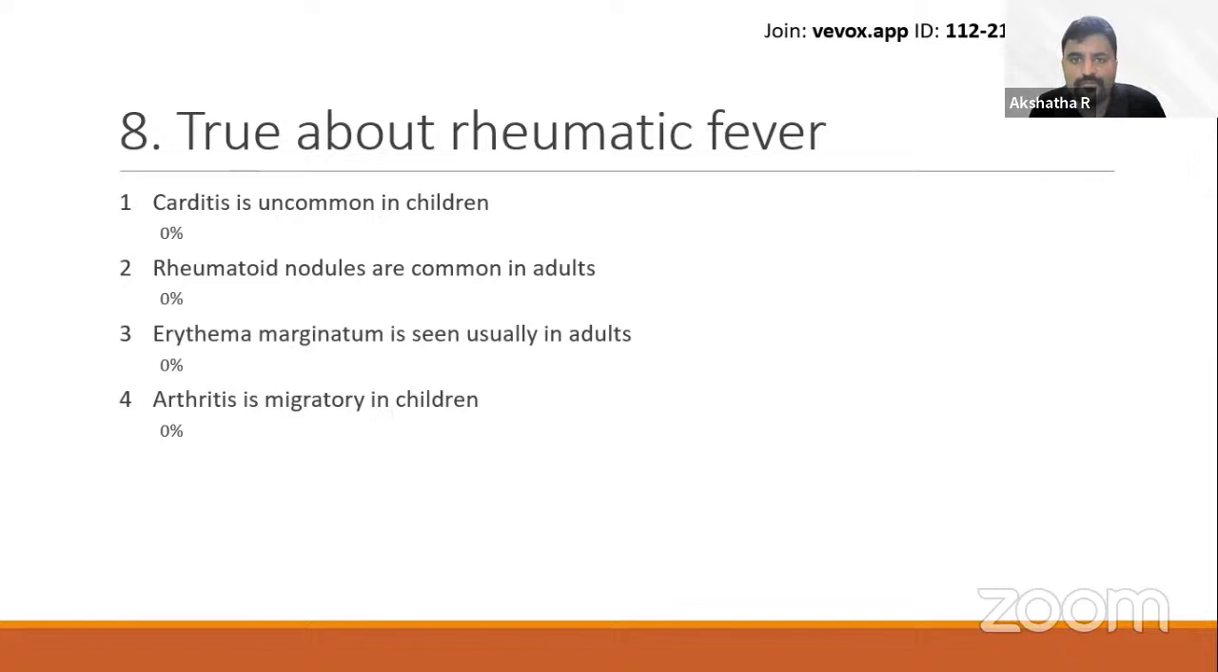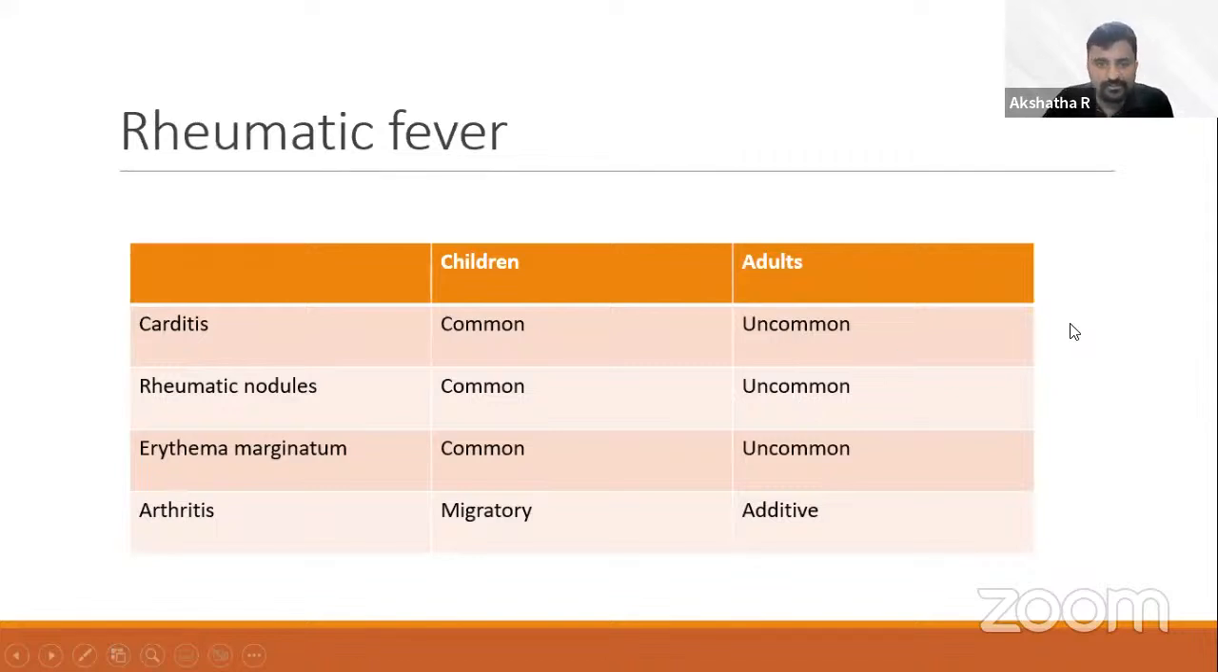So next question, true about acute rheumatic fever. Carditis is uncommon in children. Rheumatoid nodules are common in adults. Erythema marginatum is usually seen in adults. Arthritis is migratory in children. So this is a mixed response. The correct answer is option 4. Arthritis is migratory in children.